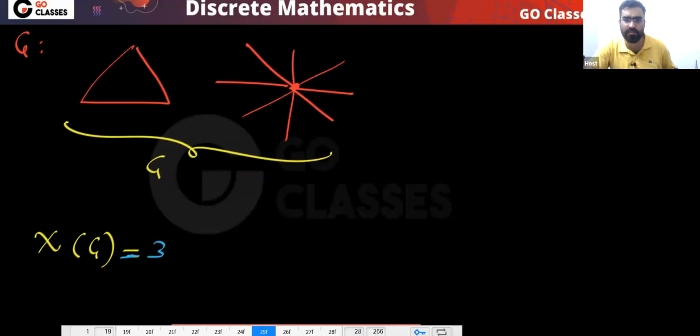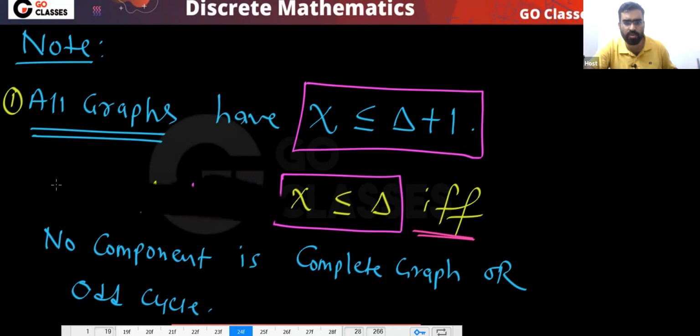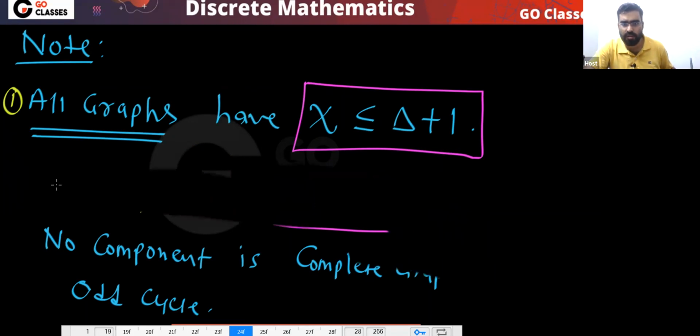But what is the maximum degree of G? The maximum degree of G is actually 8. Okay, so this statement is actually wrong. You can notice this statement is wrong.